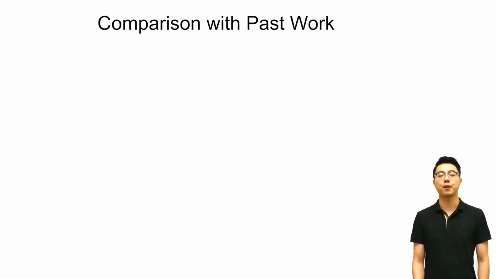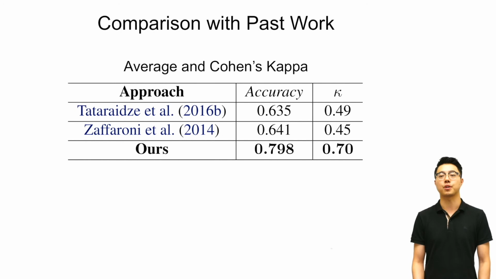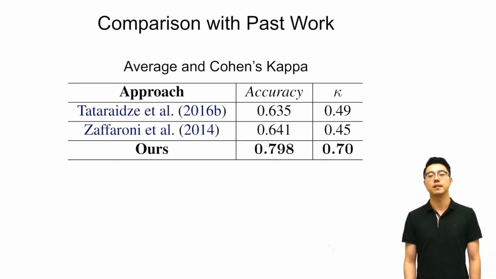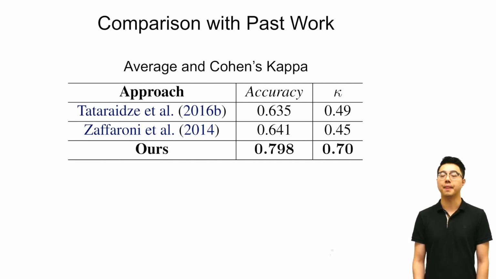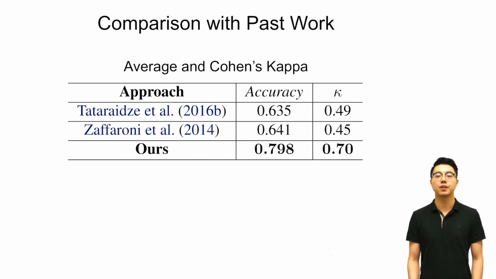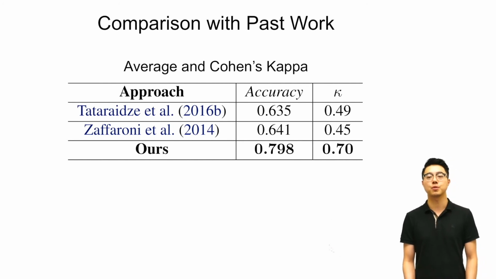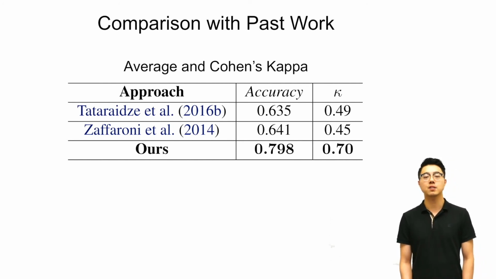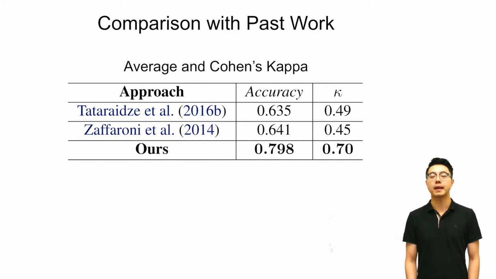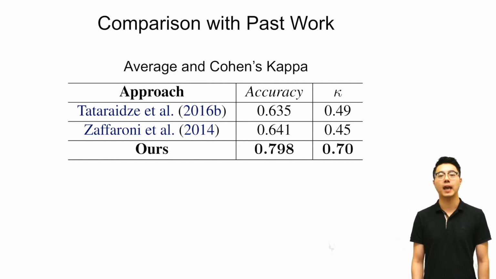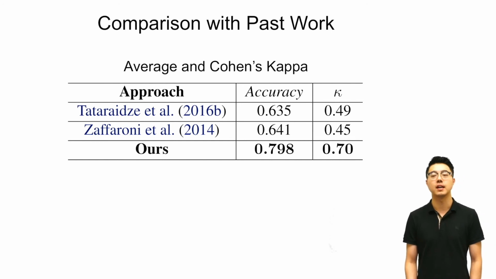Let's also compare the kappa coefficient with past work. Kappa coefficient takes into account the possibility of agreement occurring by chance, and therefore is a more robust metric. As you see here, the kappa coefficient in past work was low. This is because the classes were unbalanced, which made the classification easier. In contrast, our model achieves significantly higher accuracy and kappa coefficient.